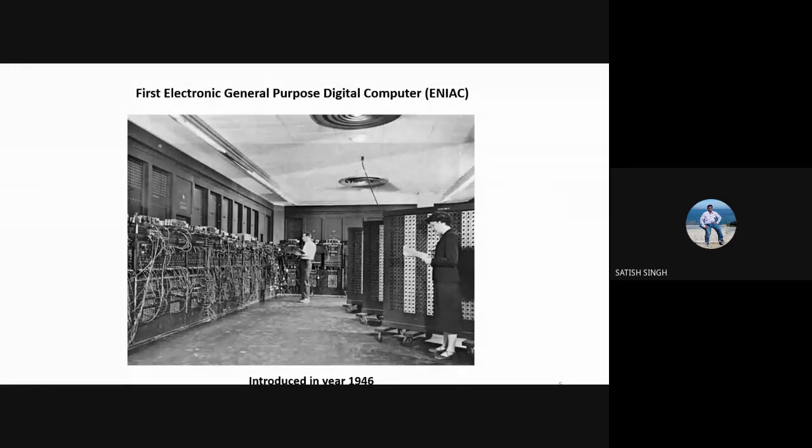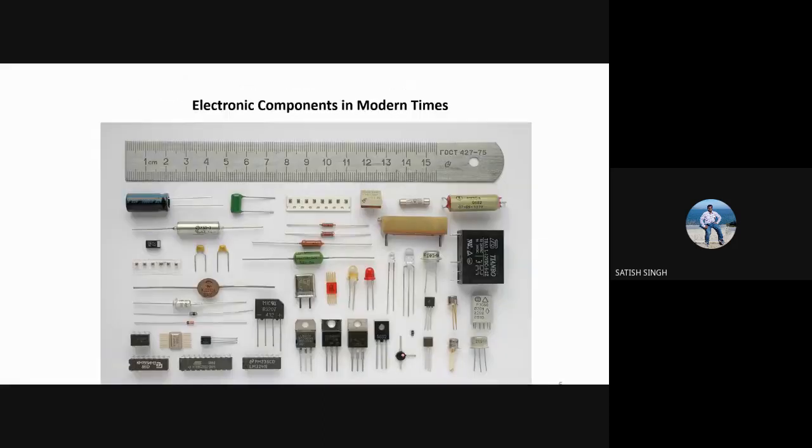Now if you compare from this to this, you just see these are the electronic components that we have in the electronic time, in the modern times.